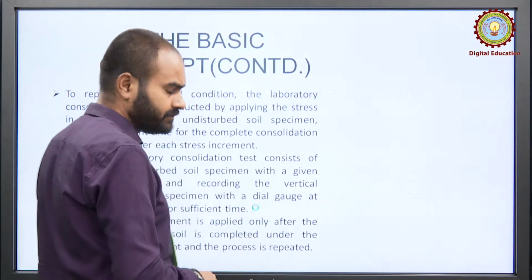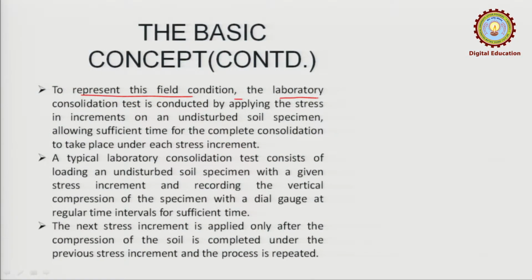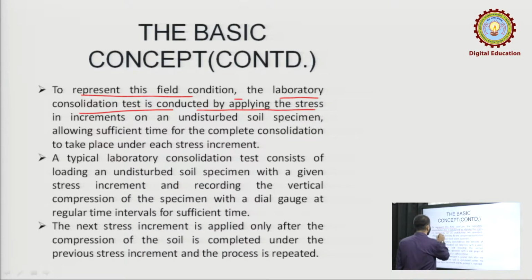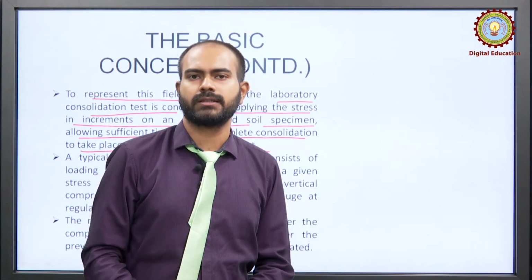So, to represent this field condition, the laboratory consolidation test is conducted by applying stress in increments on an undisturbed soil sample, allowing sufficient time for the complete consolidation to take place under each stress increment. What does this mean? You have already seen how the process works in the ground or in the field. In the laboratory, what will we be doing? In order to get the same simulation as in the case of the ground.